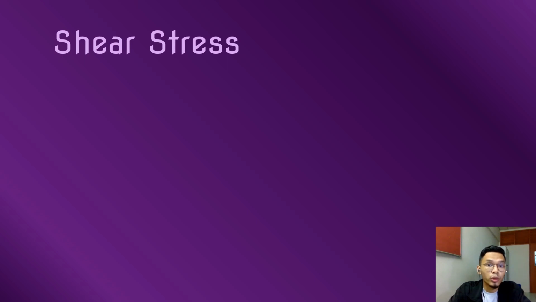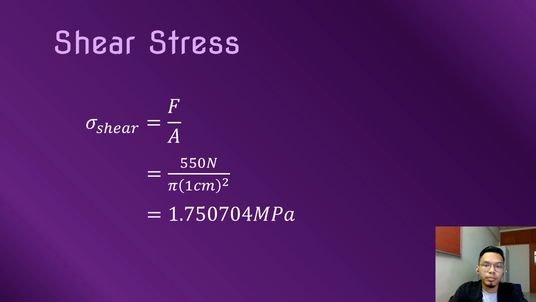For axial loading, we can calculate the shear stress in the bar. The formula for shear stress is F divided by A, where F is the force exerted and A is the cross-sectional area.